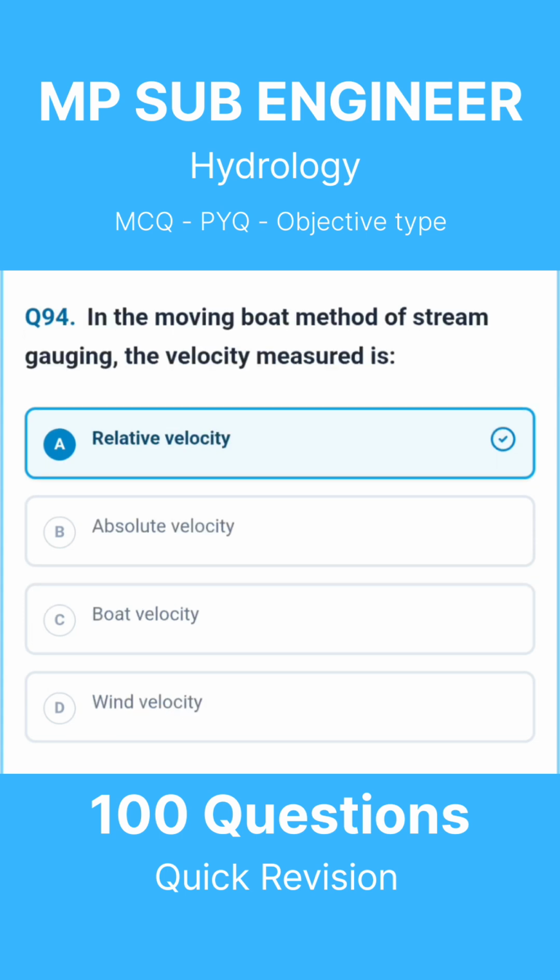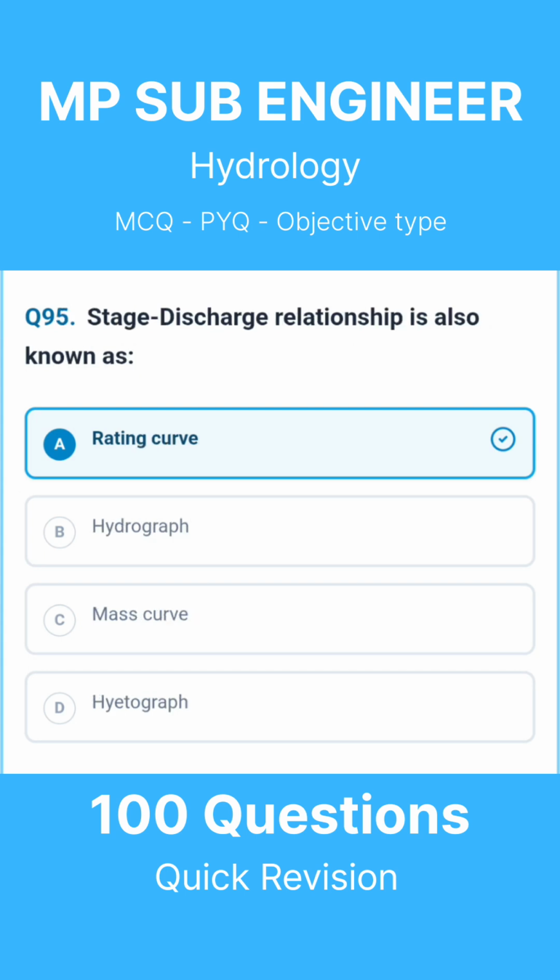Question 94. In the moving boat method of stream gauging, the velocity measured is. The correct answer is relative velocity. Question 95. Stage-discharge relationship is also known as. The correct answer is rating curve.